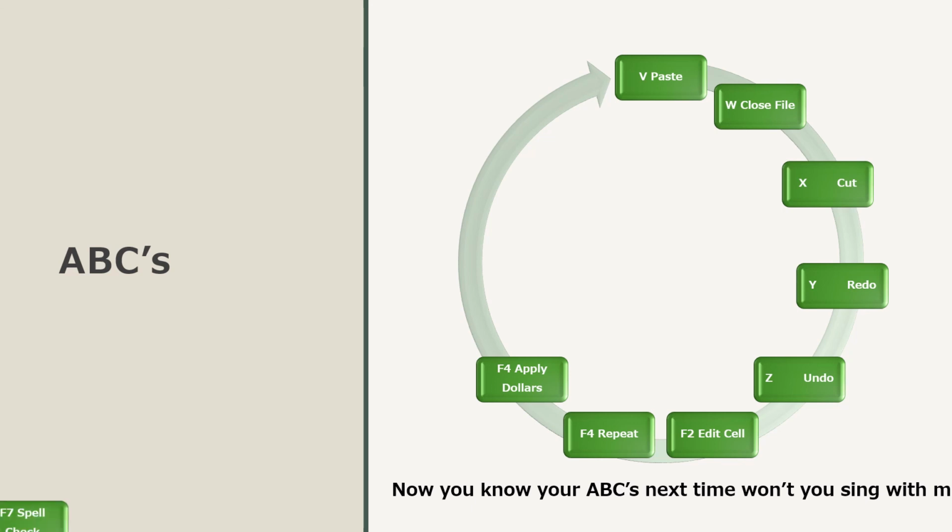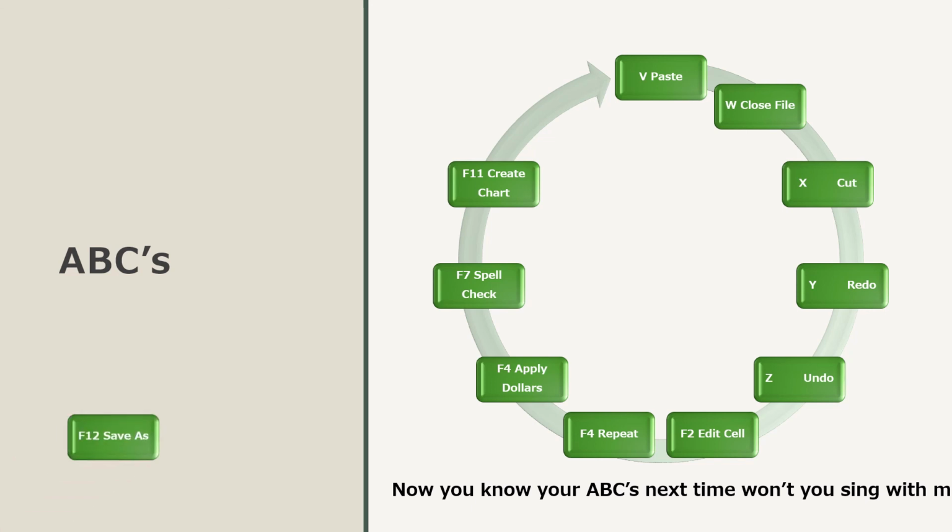If I press F7, it'll run the spell check. And if I press F11, it will create a chart based on whatever cells I have selected. And if I press F12, I'll bring up the Save As window.